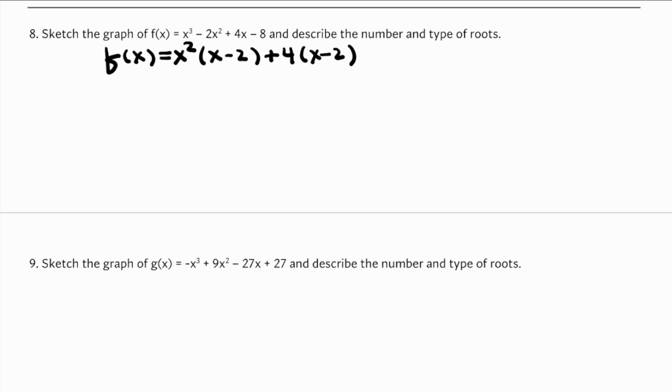And then I'm going to factor out that x minus 2 and x squared plus 4. Okay, so my number and type of roots is going to be one real root. That's that x-intercept at x equals 2. And this is going to give me two imaginary roots.